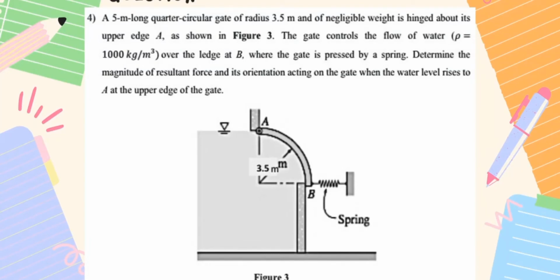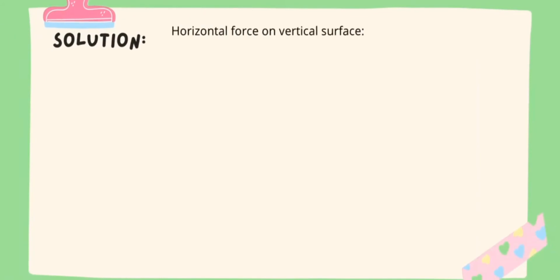So from this question, we have 3 infos. The first one would be H, which is 5 meter. Second is the radius, R, which is 3.5 meter. And then the density of water, represented as rho, which is 1000 kg per cubic meter. So first of all, we need to find the forces acting on the vertical and horizontal surfaces.